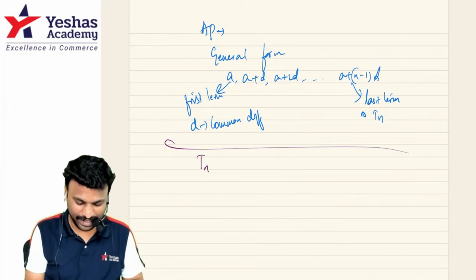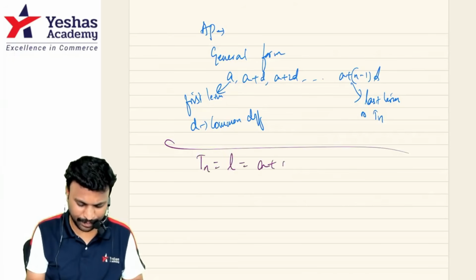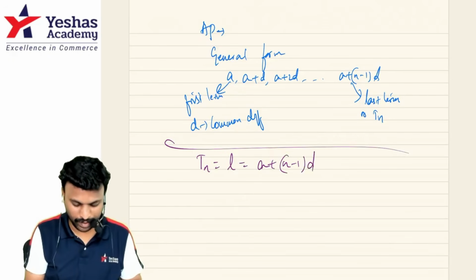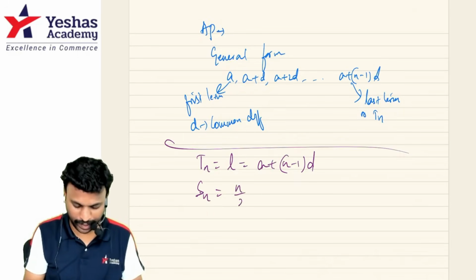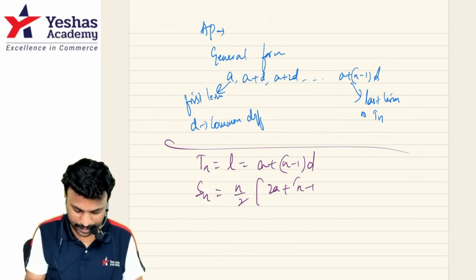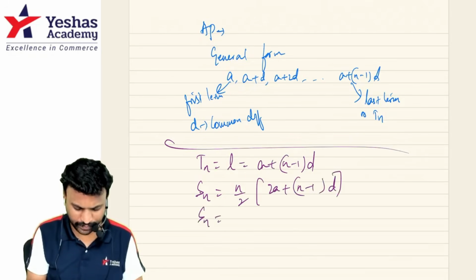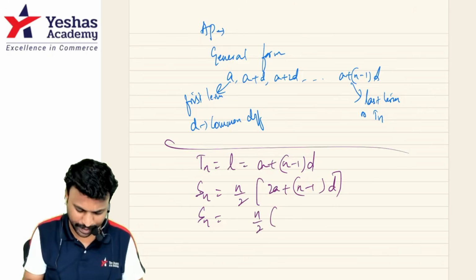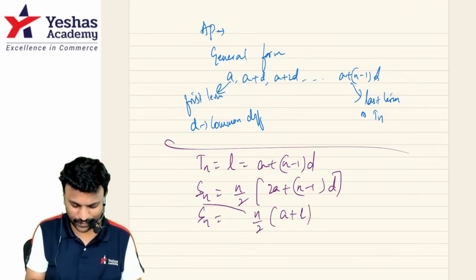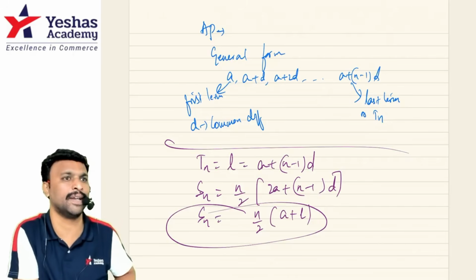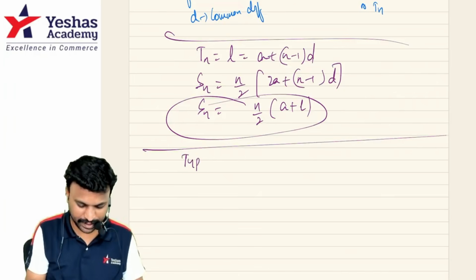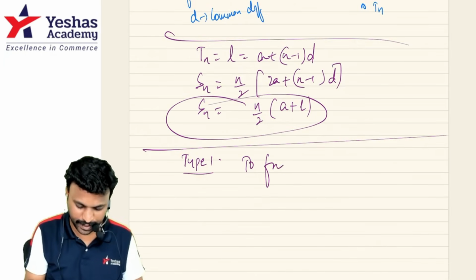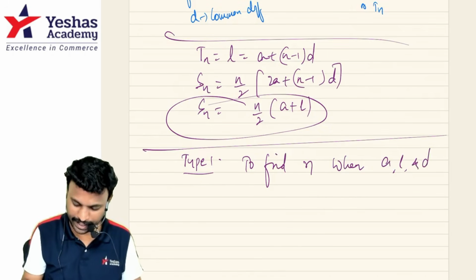Everyone, what is Tn of an AP, or the last term of an AP? a plus (n minus 1) into d. What is Sn if you don't know the last term? n by 2 into (2a plus (n minus 1) into d). What is Sn when you know the first and last term both? n by 2 into (a plus l). So this formula is actually obtained from middle term into n. Correct? Right.